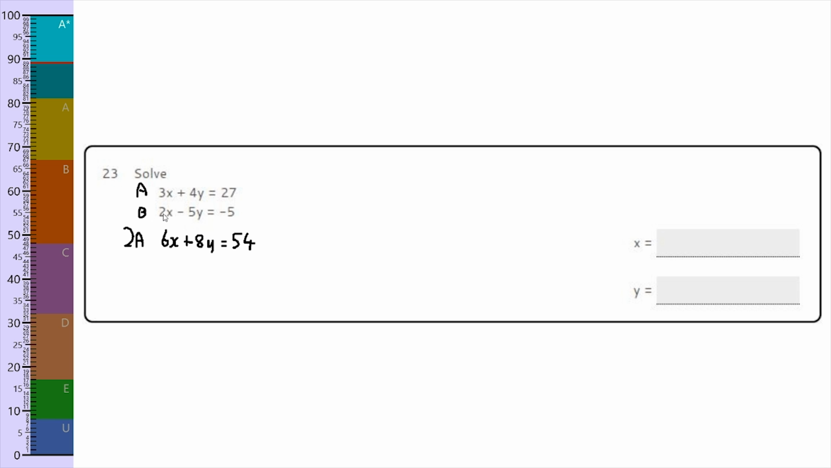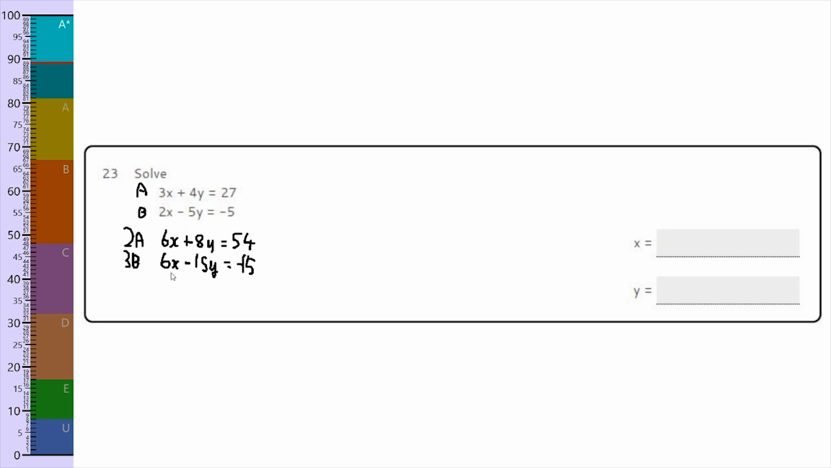Okay, then to get 2x to 6x, I need to times it by 3. So I'm going to times the whole of equation b by 3, which gives us 6x, which is good because we wanted them the same, minus 15y. It's really easy to not multiply one of these by 3 or by the number you've picked, equals minus 15.